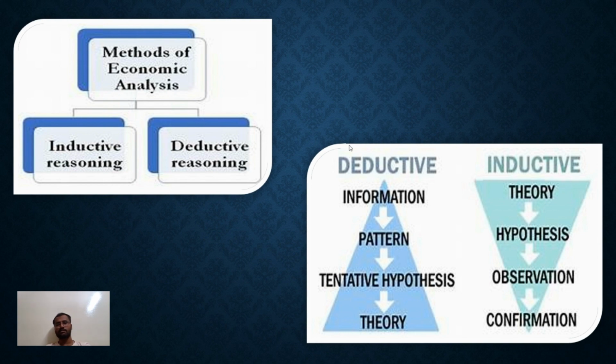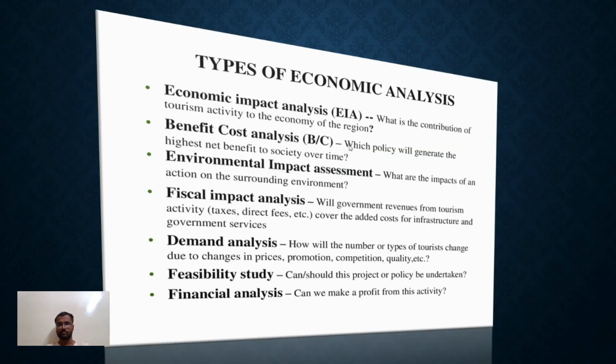In deductive reasoning, the graph goes from top to bottom in an increasing manner. Information to pattern, pattern to tentative hypothesis, hypothesis to theory. In inductive, the graph is decreasing in order. Theory, hypothesis, observation, and confirmation.